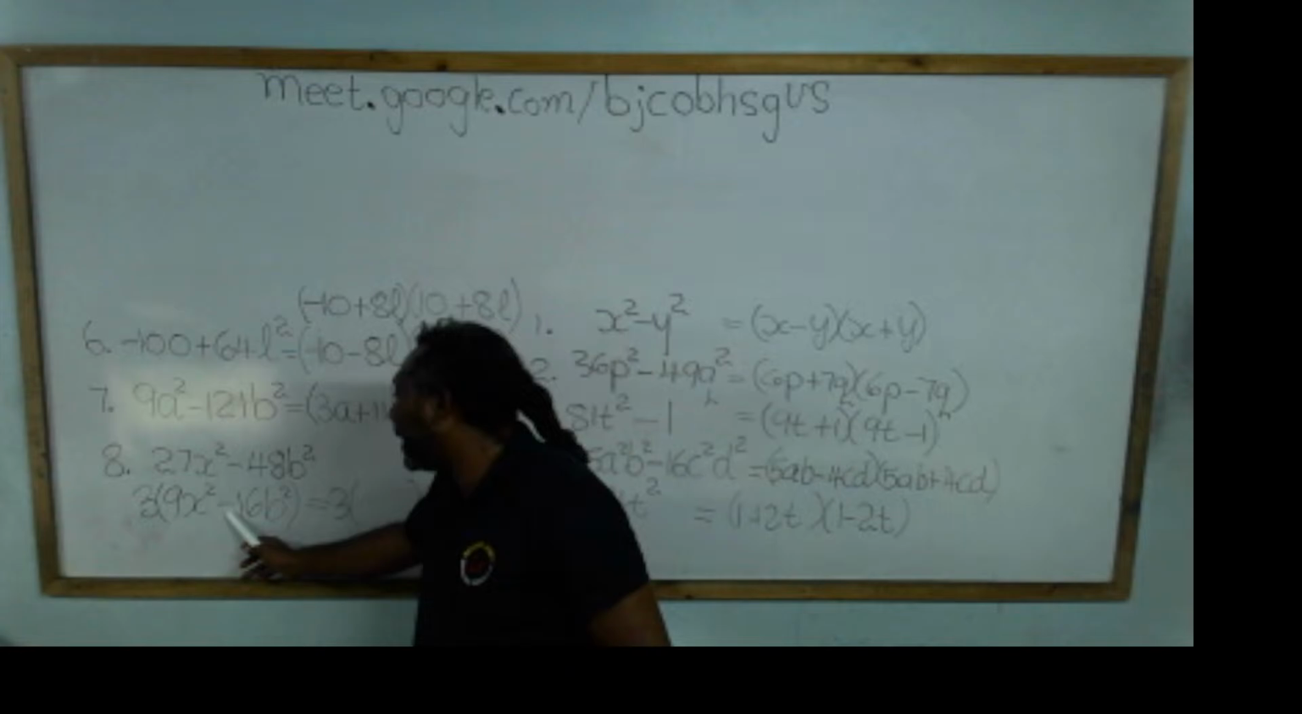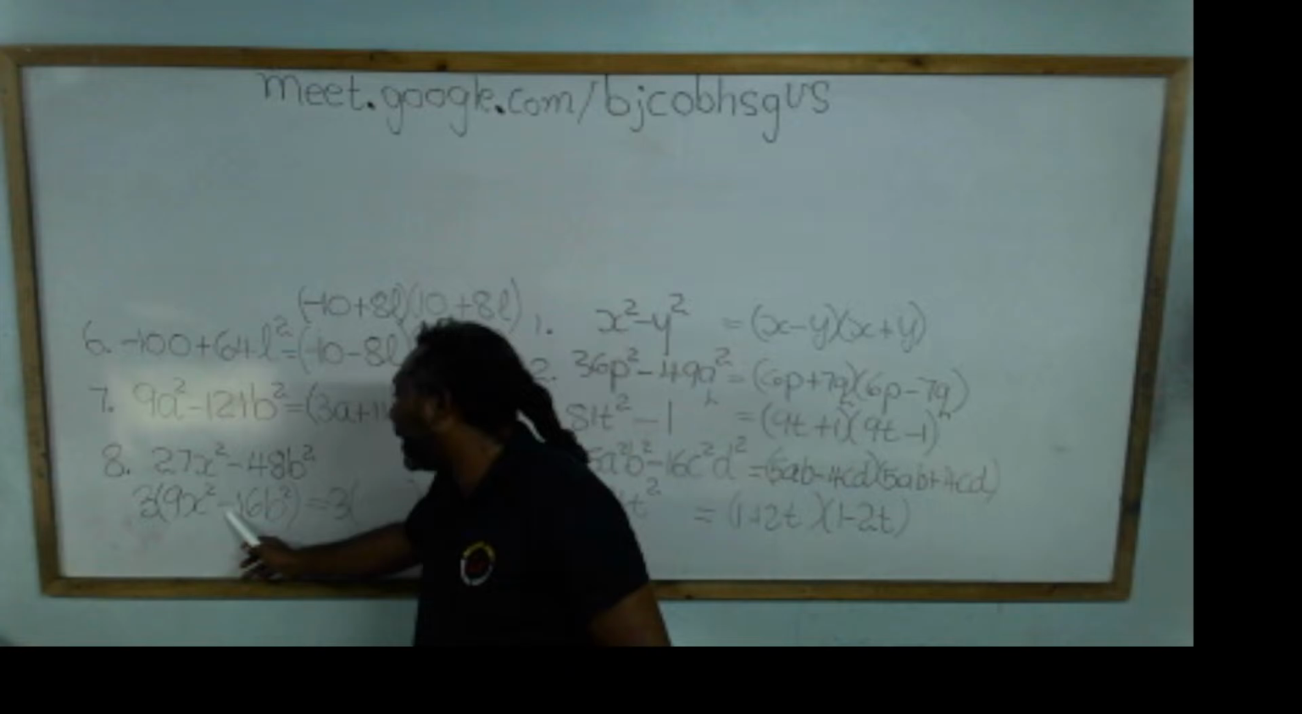P cubed minus P. That one is nice. What do you say about that one? What is common in that one? P is common. Let me write it under, because I think it would be better. P is common. P into P cubed is P squared. P into P, anything divided by itself, is 1.